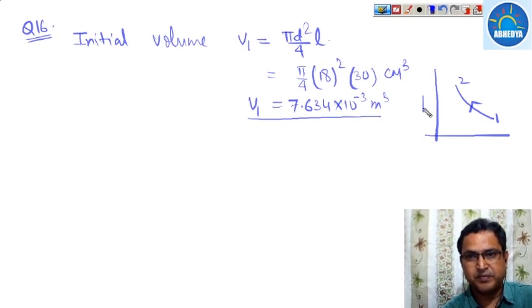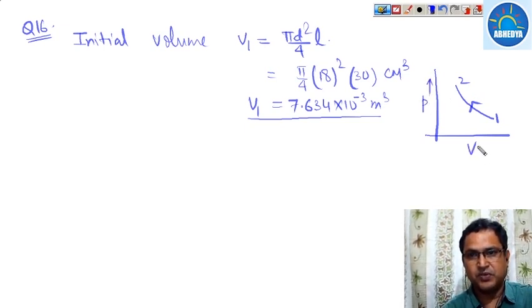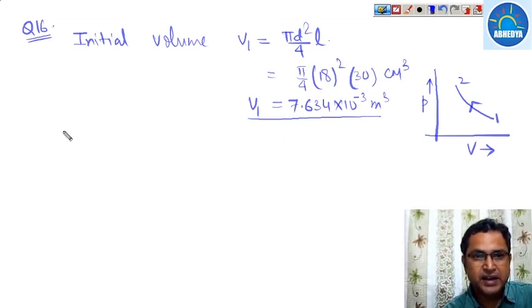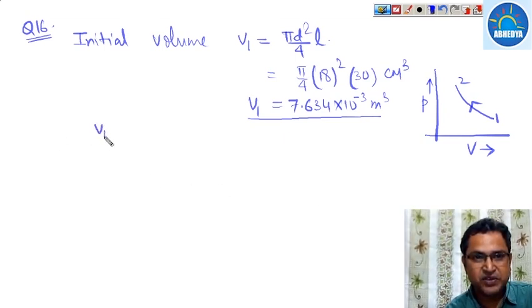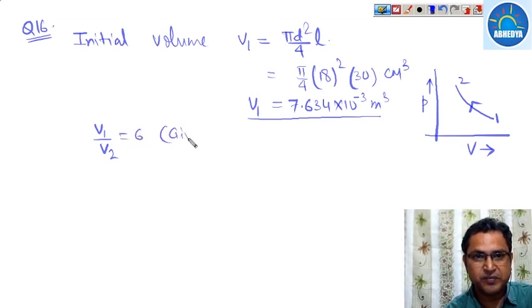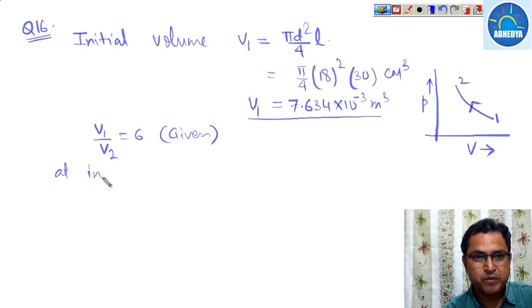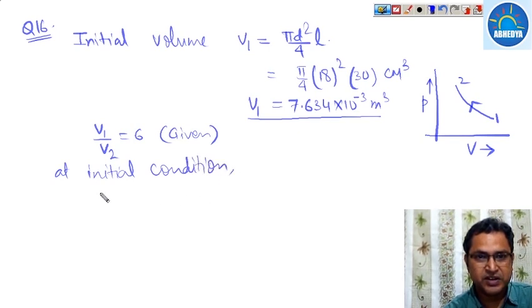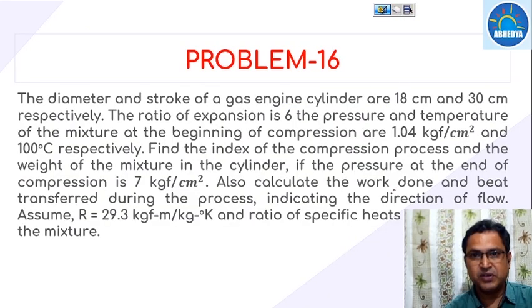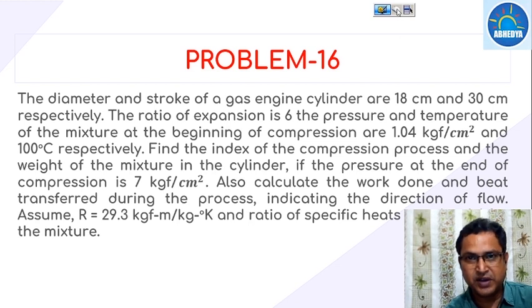This is our pressure, this is volume. And the expansion ratio has been given, that is V1 upon V2 is equal to 6. At the initial condition, what is the value of pressure? 1.05 kilogram force per centimeter square.